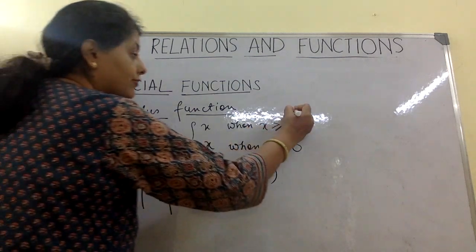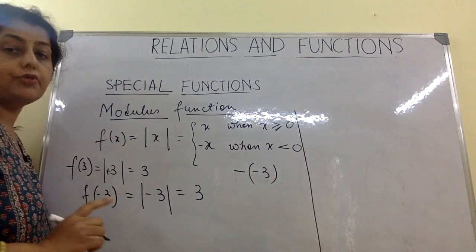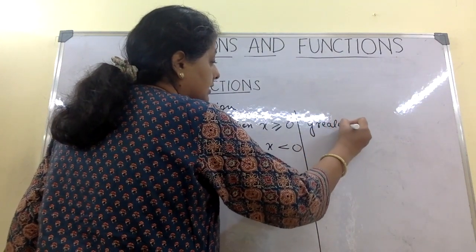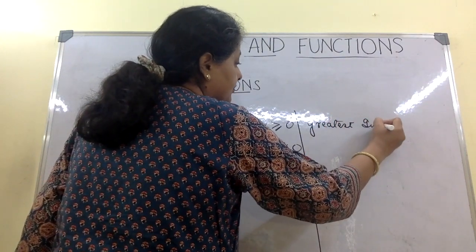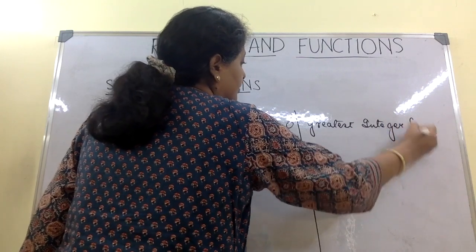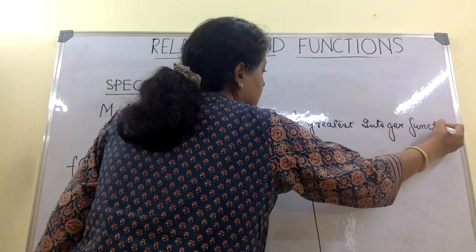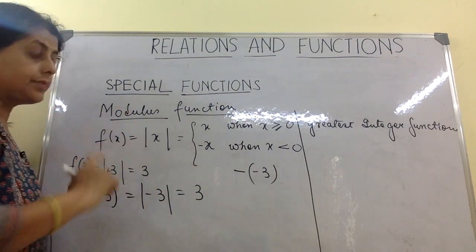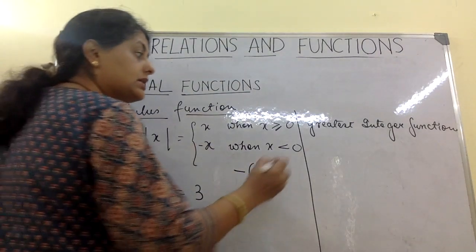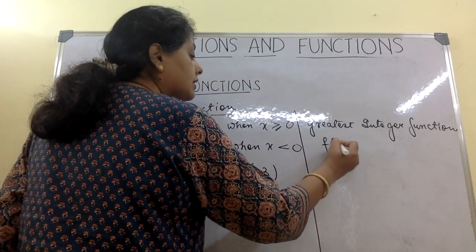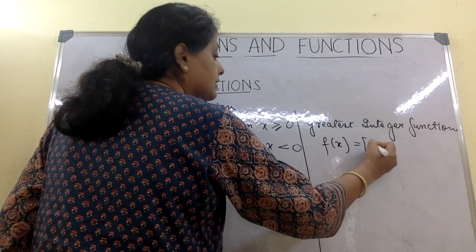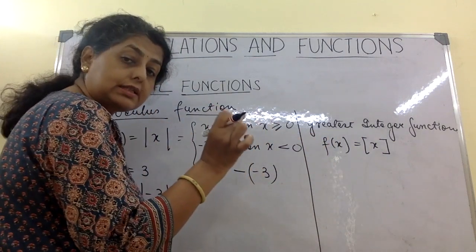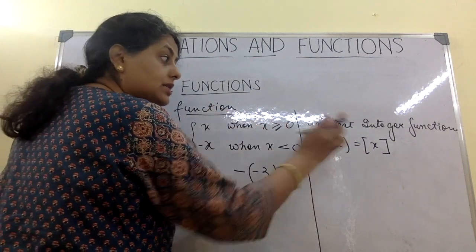The next type of function is a very new thing for you all. This is the greatest integer function. What is the greatest integer function? Let's see the sign. For the greatest integer function, we write x like this, in the third bracket. It is not the same as modulus.